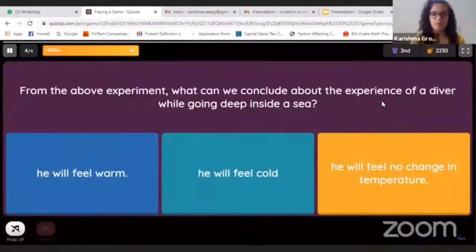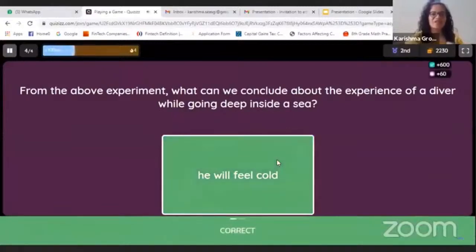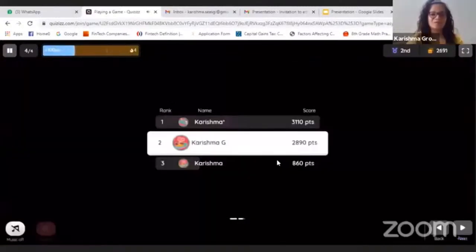Okay. From the above experiment, what can you conclude about the experience of a diver while going deep inside the sea? He will feel warm, he will feel cold, he will feel no change in temperature. So what did we learn? When you're up, you feel warm. When you go down, it's cold. So if you keep going down, he will start feeling cold. Yes, good job. Oh, we are all done. Good job. Okay, so let's go back to the slides.